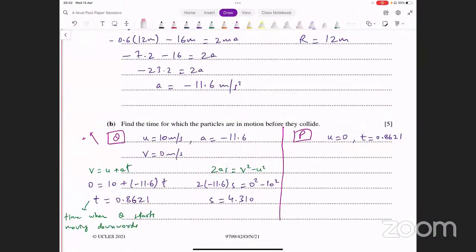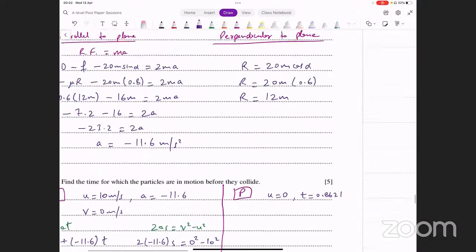Do we know displacement of P? We don't. Do we know acceleration? We don't. What else? Do we know the final velocity? We don't. बाकी तो कोई information नहीं है हमारे पास. हमें at least तीन चीजें तो चाहिए होती हैं. So what do we do now?